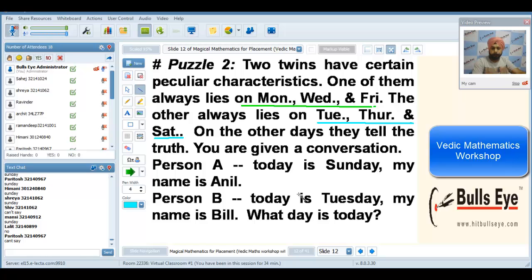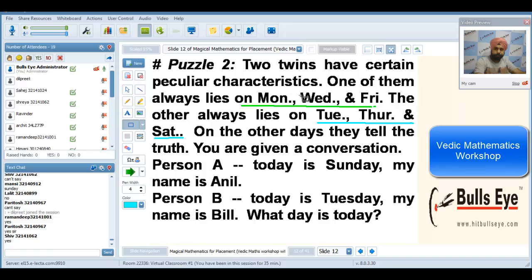Shall I discuss it, students? Okay. Students, just try to understand and read between the words very carefully. See, one of them lies on Monday, Wednesday and Friday, and another lies on Tuesday, Thursday and Saturday. So that simply means that Sunday is a day on which they both speak the truth. And otherwise, on every other day, exactly one of them speaks the truth and exactly one of them lies.